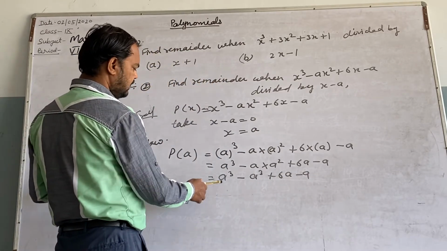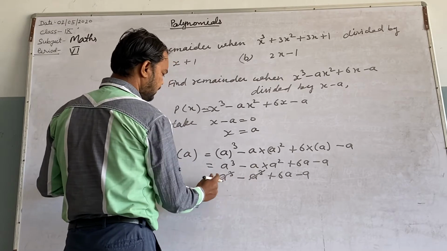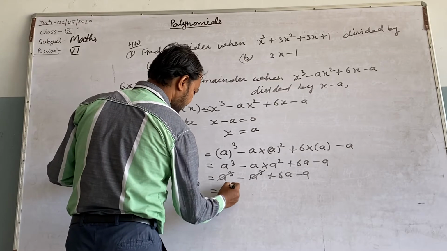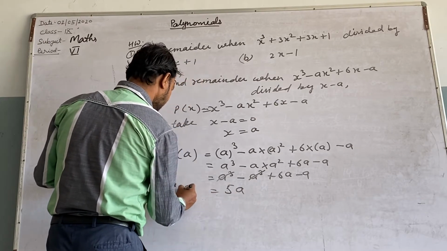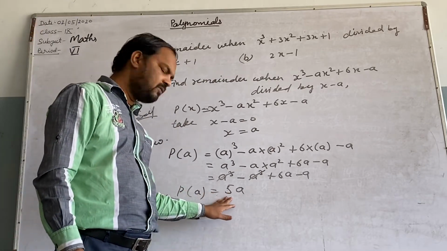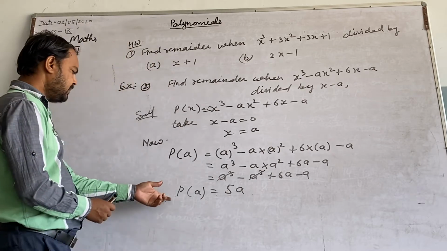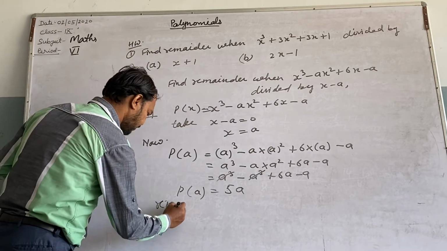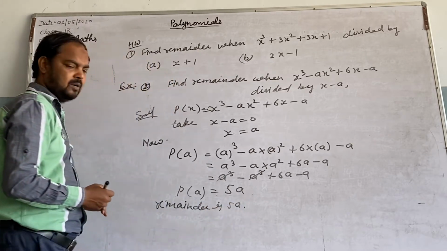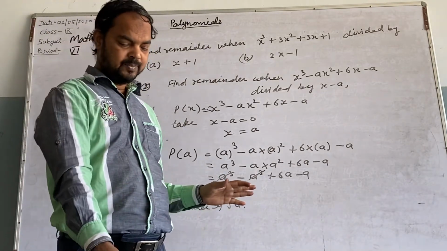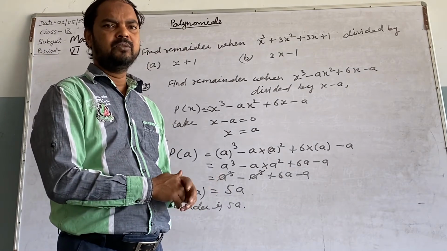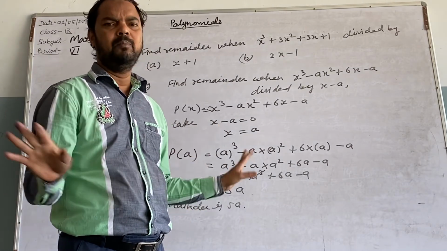Here you can see that a cube minus a cube cancelled out because this is plus and this is minus, and 6a minus a is 5a. So this is the remainder of the polynomial. Remainder is 5a, right? This is the name of the remainder. One more thing we have to note here, when remainder becomes 0, so we can say this is divided completely.